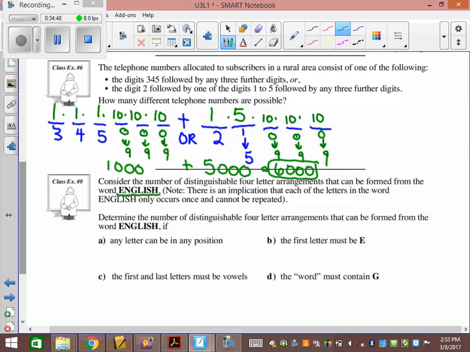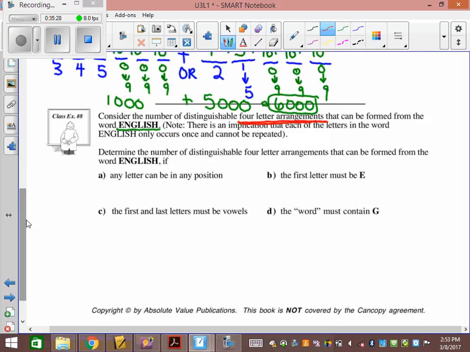We need to read the question thoroughly, because most people will assume we're going to use all the letters, but sometimes we use all the letters, sometimes we only use some of them. So let's read this. Consider the number of distinguishable 4-letter arrangements. So we're making 4-letter arrangements, which means we're going to have 4 blanks. We're not using all of the letters in the word. Okay? You have to read. Sometimes you use all the letters, sometimes you use some of them. That can be formed from the word English. Note there's an implication that each of the letters in the word English only occur once and cannot be repeated. Determine the number of distinguishable, which means different, 4-letter arrangements that can be formed from the word English.